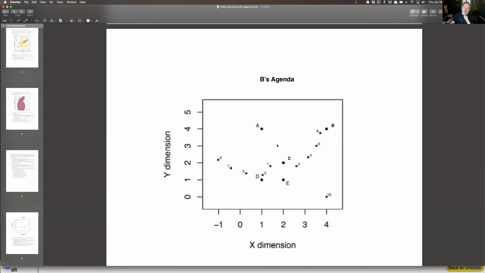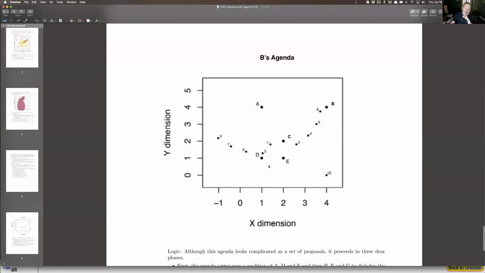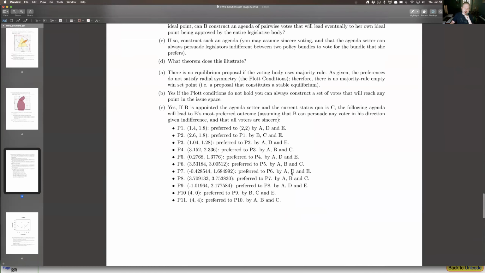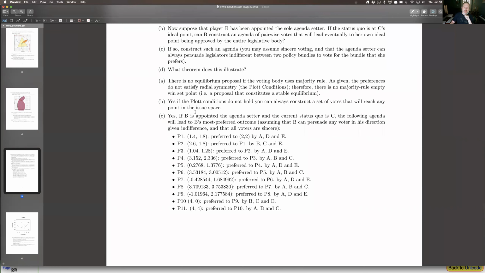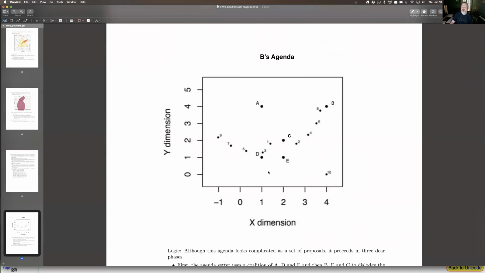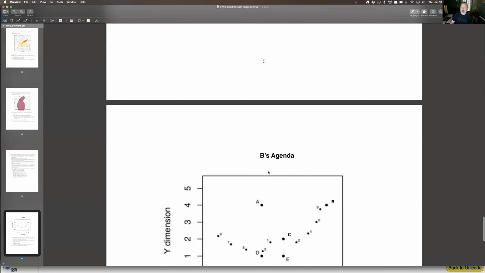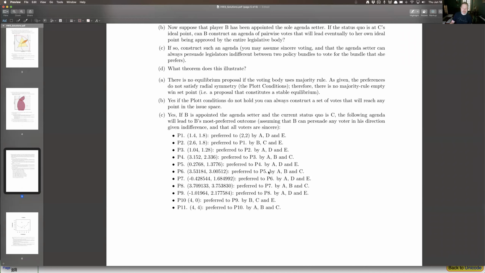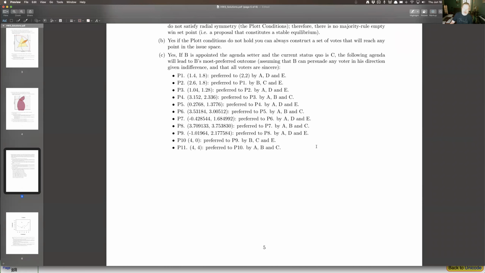Part B says, okay, there's no equilibrium. Can you construct an agenda of pairwise votes that would eventually get you anywhere in the space? And the answer is yes. If the plott conditions don't hold, you can always construct a set of votes that will reach any point in the issue space. You can always do that. And then part C said, if yes, then give me those points.